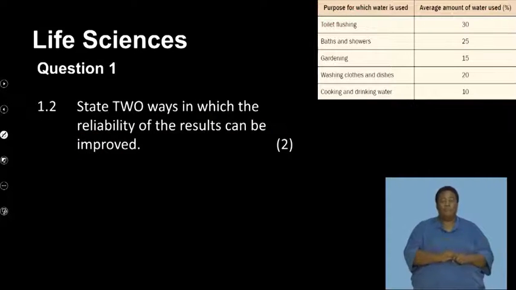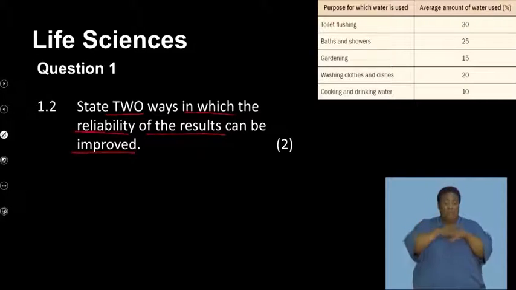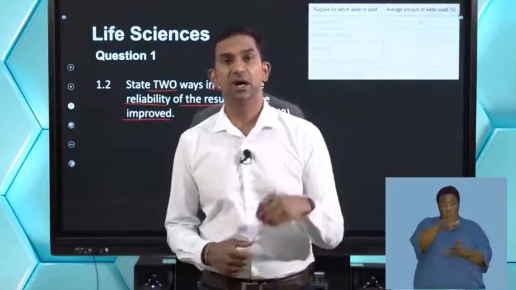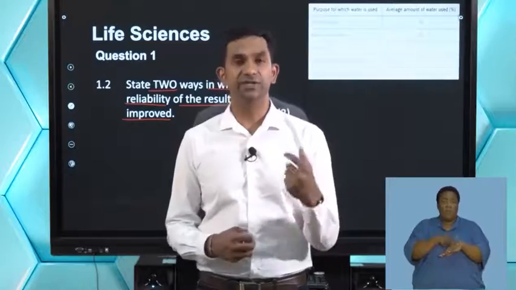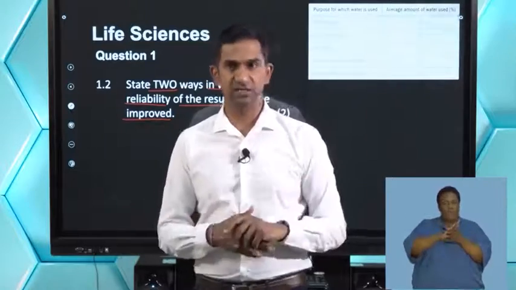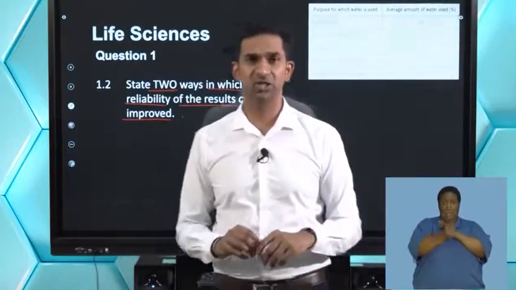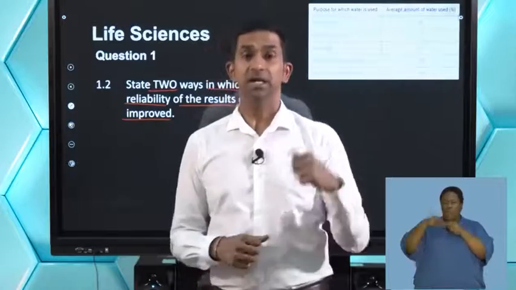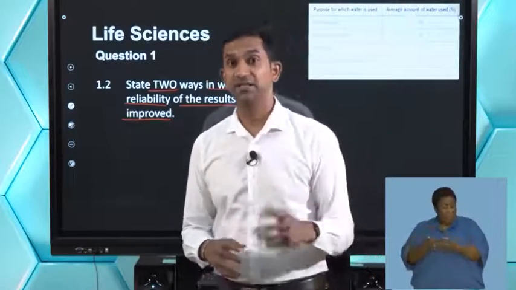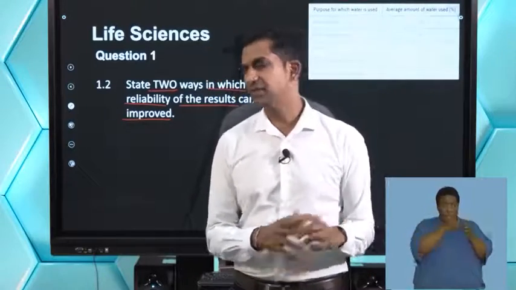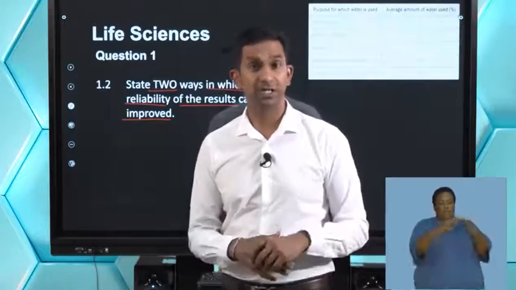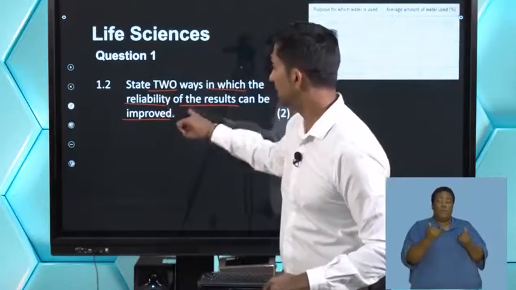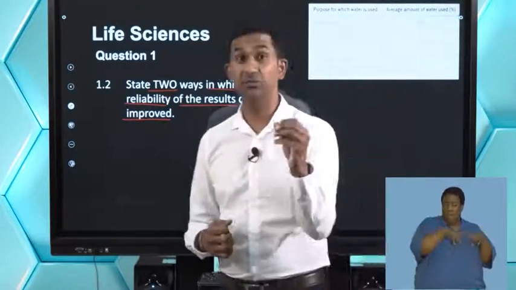The next question reads, state 2 ways in which the reliability of the results can be improved. Now guys, remember that in any investigation, the results that you collect are generally looked at and reviewed. So when we talk about scientific skills, we've got to reflect on our investigation and talk about the reliability. If you read the preamble to this, these learners went to 5 households and they collected information in their neighborhood. The question is now relating to how reliable is this information and how can we improve this?